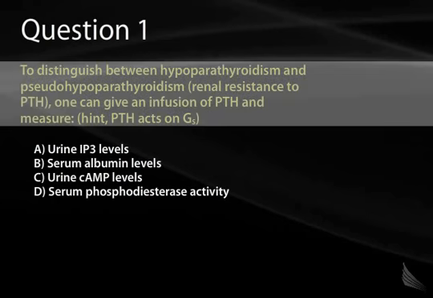Question 1. To distinguish between hypoparathyroidism and pseudohypoparathyroidism, which is renal resistance to parathyroid hormone, one can give an infusion of parathyroid hormone and measure. Hint: parathyroid hormone acts on G sub S. A. Urine IP3 levels. B. Serum albumin levels. C. Urine cyclic AMP levels. Or D. Serum phosphodiesterase activity.